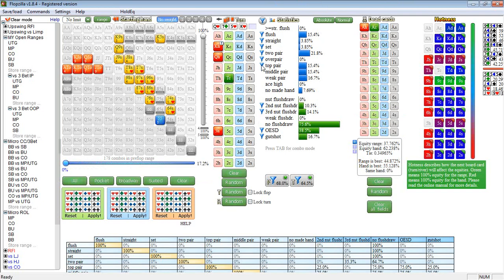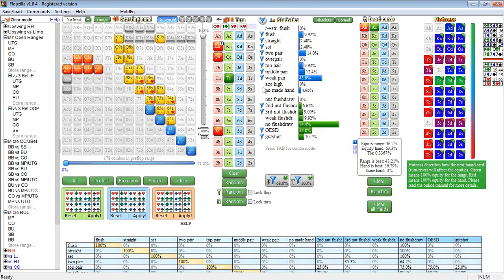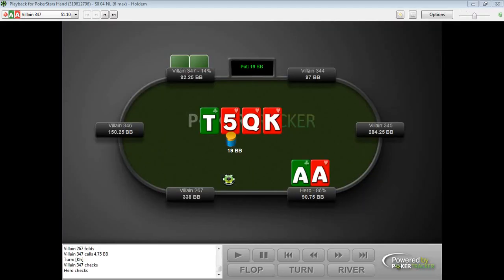So let me just put this back to 100% for the sake of this particular hand. Okay. So we do check back, of course. And a 10 comes out.